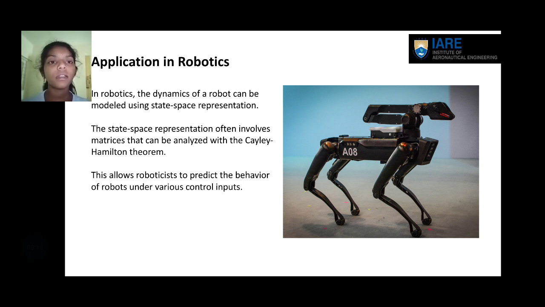In robotics, the dynamics of a robot can be modeled using state space representation. It is also there in the Cayley-Hamilton theorem. The state space representation often involves matrices that can be analyzed with the Cayley-Hamilton theorem. Just now we discussed that state space representation involves matrices that can be analyzed with the Cayley-Hamilton theorem.